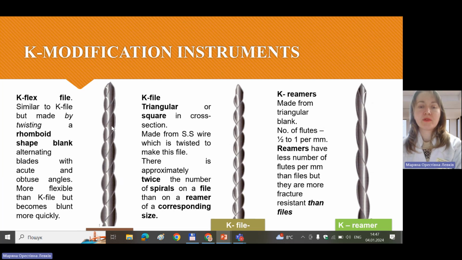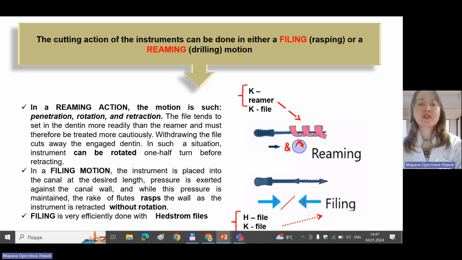And here we have alternating blades of a smaller and bigger size so that we can recognize the flexi file. The cutting action of the instruments can be done in either a filing, rasping, or a reaming drilling motion. In a reaming action, the motion is such: penetration, rotation, and retraction. The file tends to set in the dentine more readily than the reamer and must therefore be treated more cautiously.